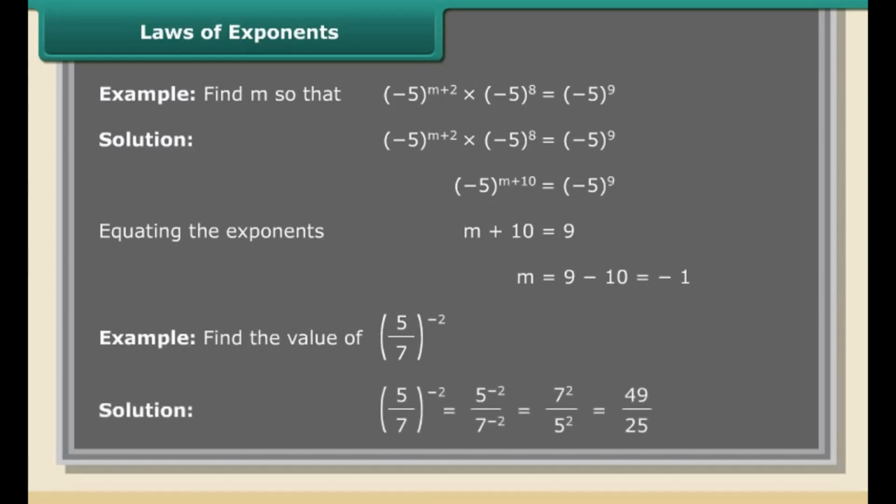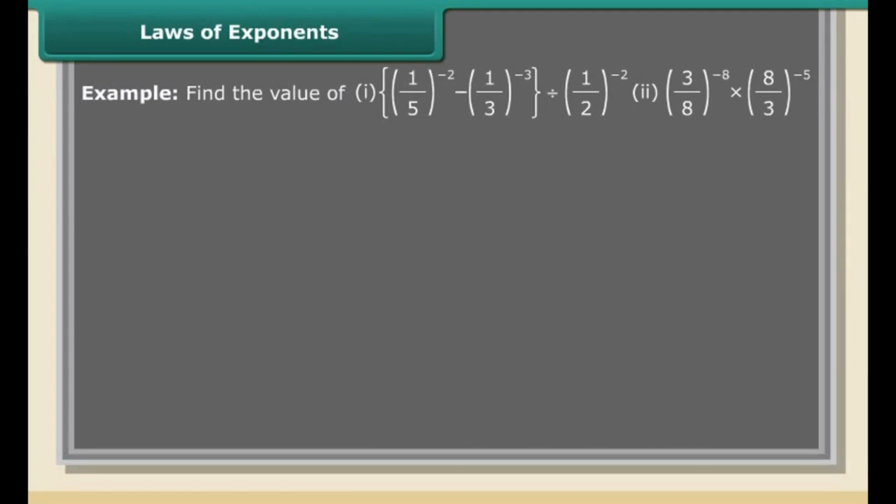Solution. (5/7)^(-2) is equal to 5^(-2) upon 7^(-2), which is equal to 7^2 upon 5^2, which equals 49 upon 25.